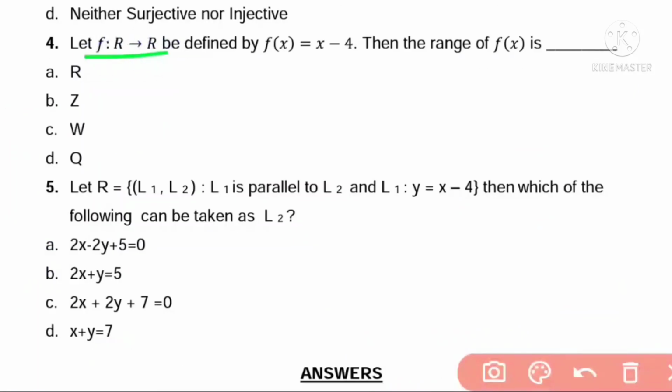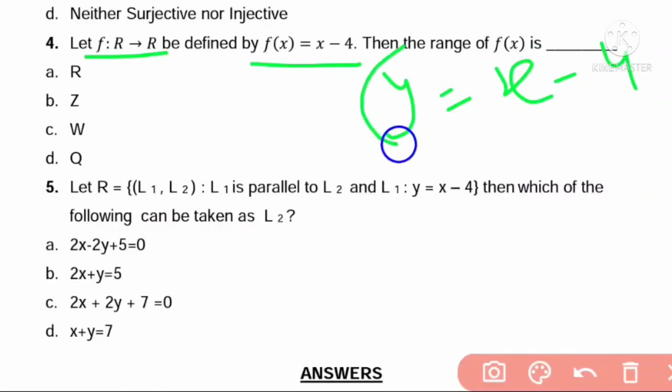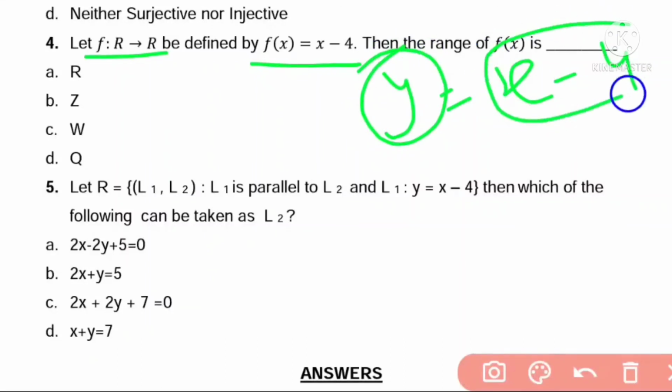Here f: R to R is defined by f(x) = x - 4, then the range of f means here y = x - 4. We can say that range means y, and this belongs to the real numbers, so the range will also be R.